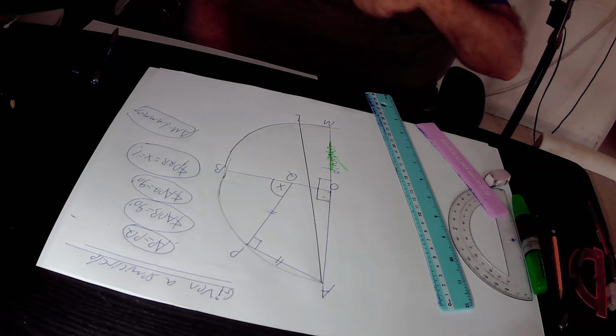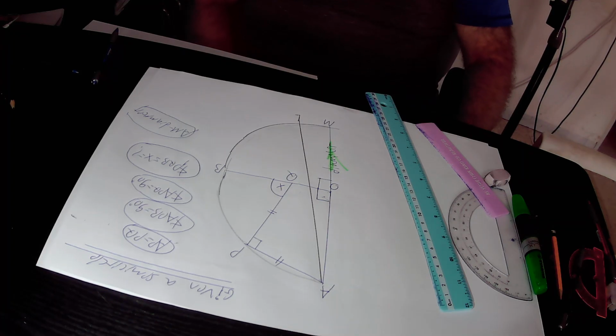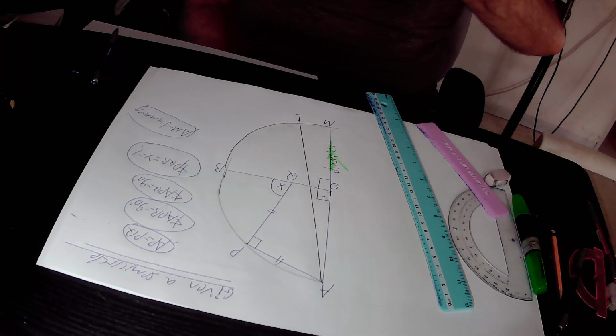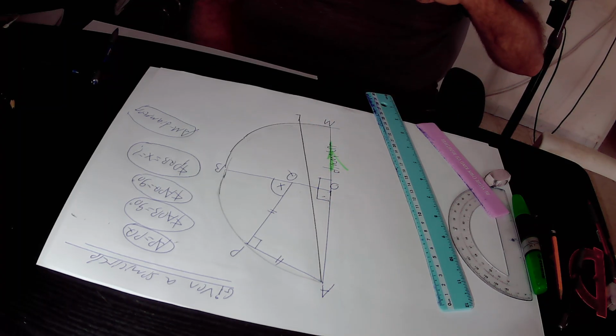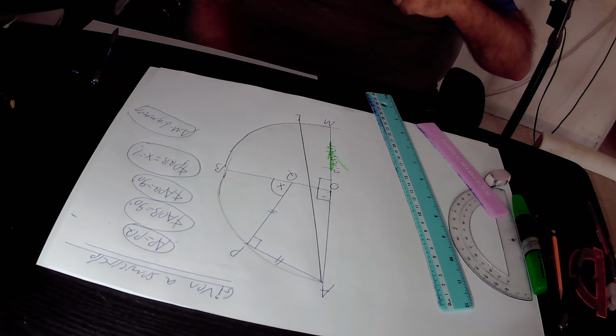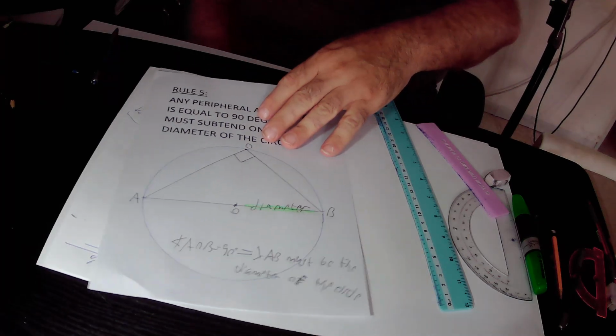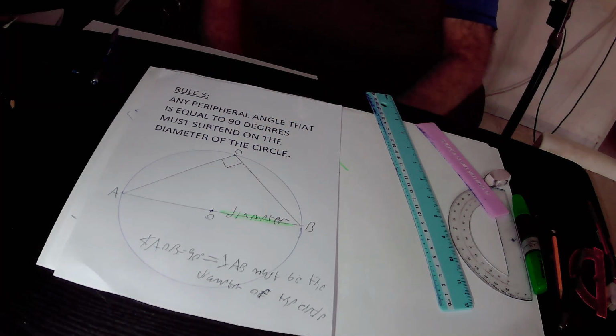It actually contradicts rule 5. According to rule 5, any peripheral angle that is equal to 90 degrees in size must subtend on the diameter of the semicircle, but AL is not the diameter of the semicircle, therefore we have a contradiction to rule 5. So please click on rule 5. According to rule 5, any peripheral angle that is equal to 90 degrees must subtend on the diameter of the circle.